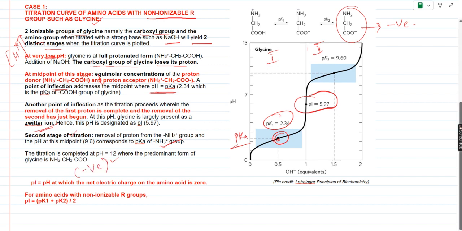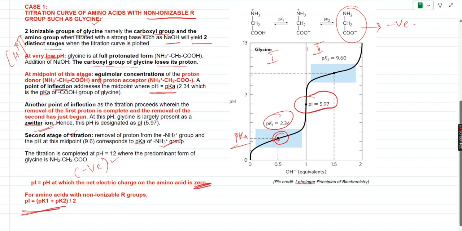Okay, so the pI is equal to the pH at which the electric charge on the amino acid is going to be zero. So what is pI? pI is nothing but your isoelectric point, and this is the pH at which the net electric charge on the amino acid is going to be zero. So for amino acids, this particular formula is very important.